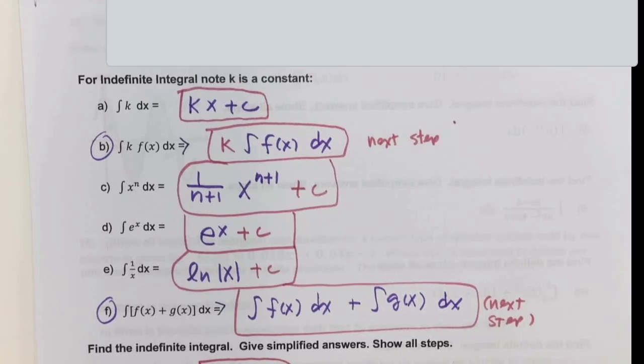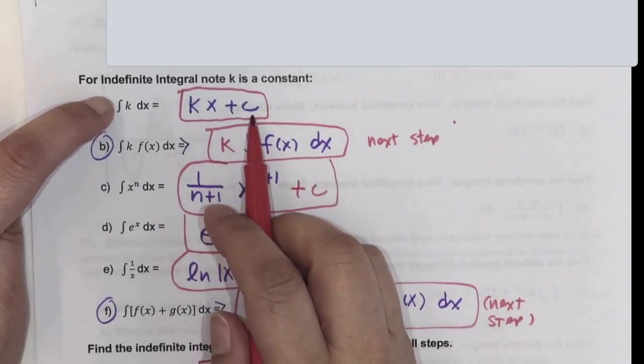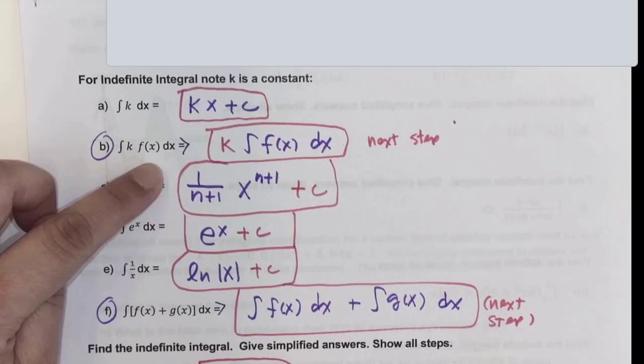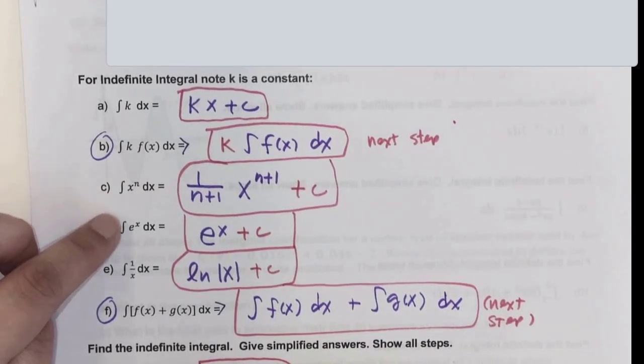So the top part is just property. If you take a constant, you will put an x and c. If you have a number with a function, pull the number out. This is not taking the integral yet. If it's x raised to the n, it would be 1 over n plus 1, x raised to the same power.